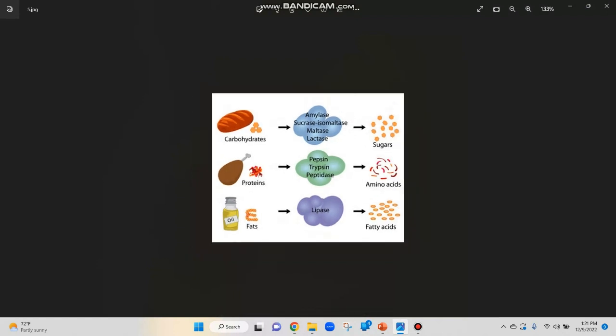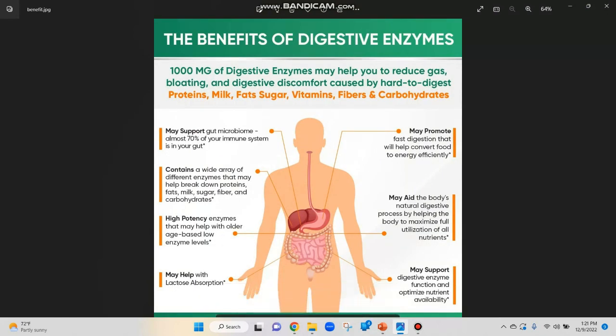Now, let us understand there are a few benefits of the enzymes that are present in the body. I'll go through them quickly. They're not a part of your syllabus, the benefits, but you need to know them in order to understand the full functionality of the enzymes. Okay, here are the benefits.